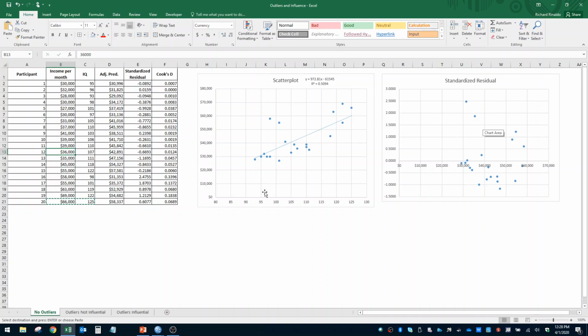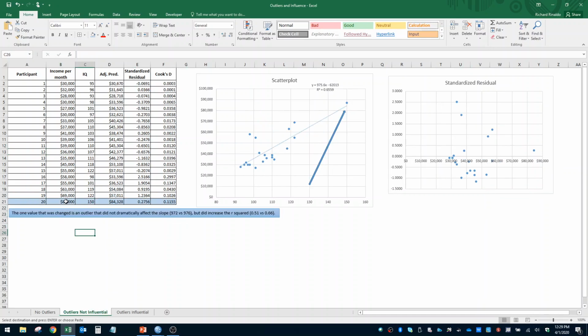Now I'm going to change the values for participant 20, so that the value is an outlier, but it's not very influential. I've upped the income for that person to $87,000 a month, and I upped their IQ to 150. So it is an outlier in terms of where it is. With the average here of about 110 for IQ, I've got this extreme one that is roughly 20 points or almost 30 points higher than everybody else.